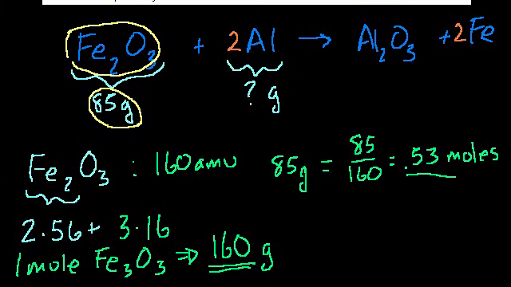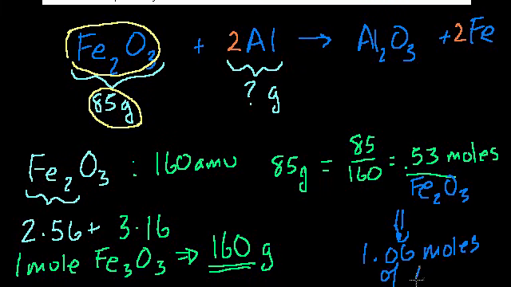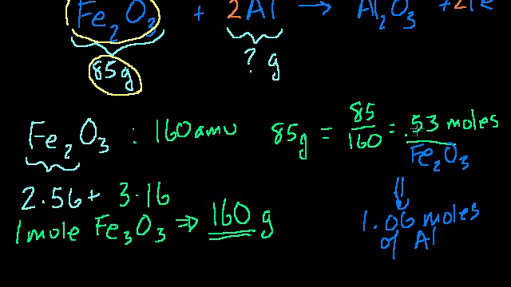So it's 0.53 moles. And we know from this balanced equation that for every mole of iron 3 oxide we need 2 moles of aluminum. So if we have 0.53 moles of iron 3 oxide, then we're going to need twice as many aluminum. So we're going to need 1.06 moles of aluminum. Right? I just took 0.53 times 2. Because the ratio is 1 to 2. For every molecule of this, we need 2 molecules of that. So for every mole of this, we need 2 moles of this. If we have 0.53 moles, you multiply that by 2, and you have 1.06 moles of aluminum.